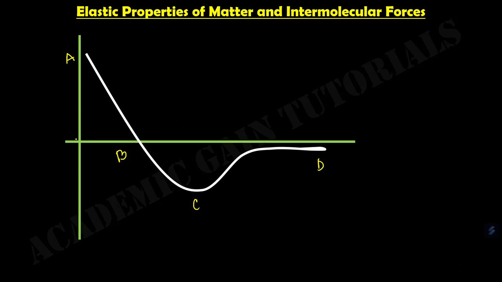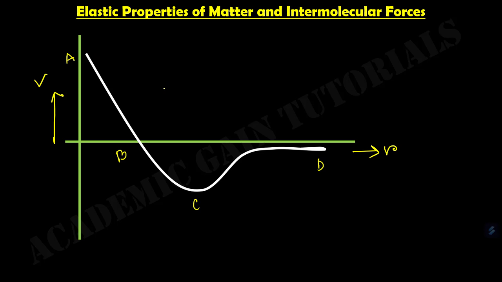In this section, the y-axis shows the potential energy, which we represent as V, and the x-axis is the distance between molecules, represented as R. So, this graph shows an ABCD curve. Now we will discuss this ABCD curve.